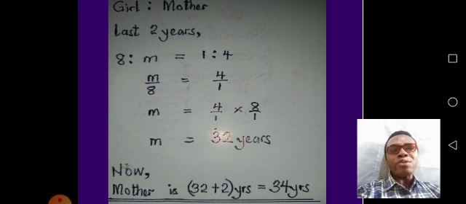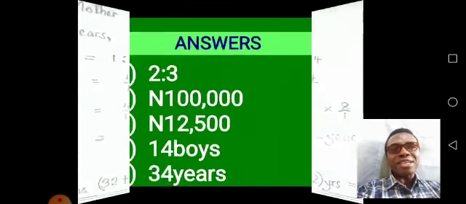So M equals 4/1 times 8/1, taking what you have in the denominator across the equal sign to the numerator. And so here there's nothing to cut. So you just say 4 times 8, 32 years. So mother as at then, that's 2 years ago, was 32 years. So now mother is 32 plus 2, which will give you 34 years old. Mother is now 34. All right, these are the answers from number 1 down to number 5.